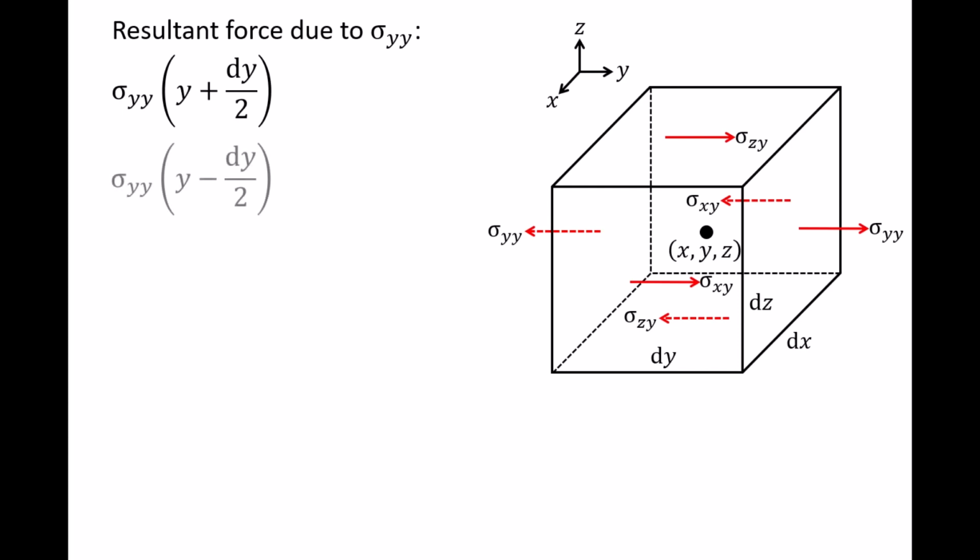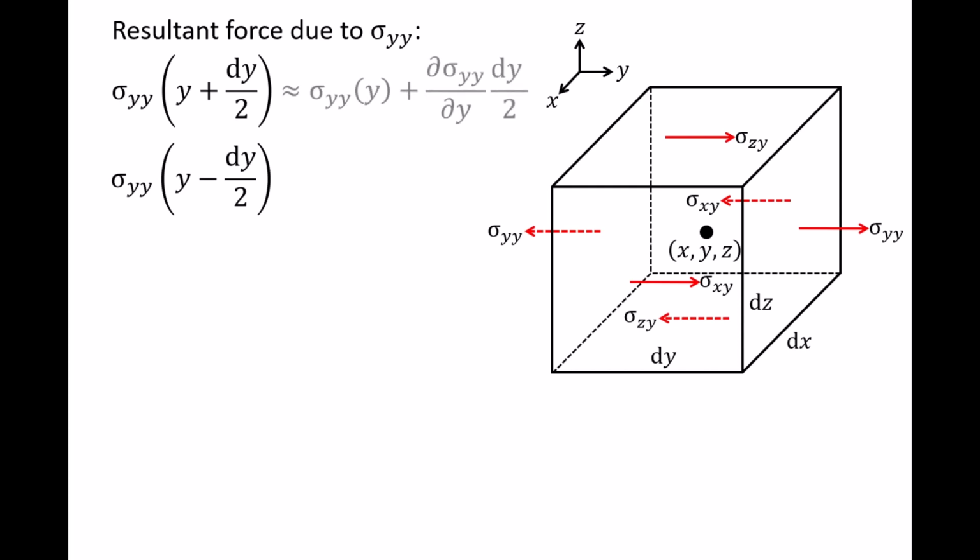Sigma yy on the left surface acts at a distance negative 1/2 dy from the center of the control volume. We will denote this stress as sigma yy at location y minus dy over 2. We can relate the stress at the side of a control volume to the center of the control volume using a Taylor series approximation where we keep just the first two terms of the Taylor series.